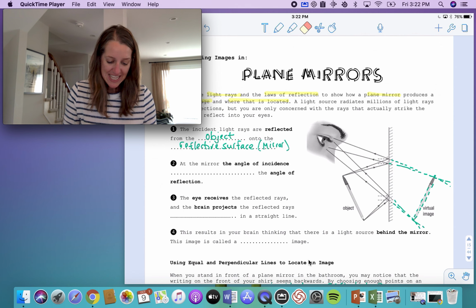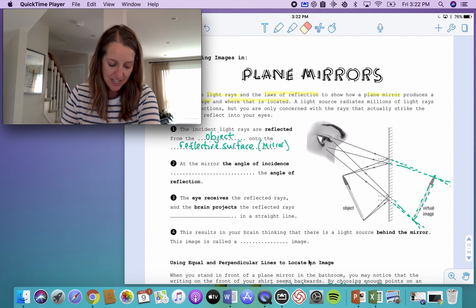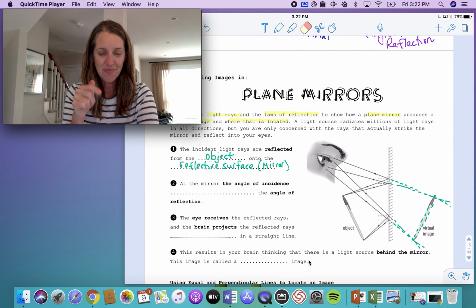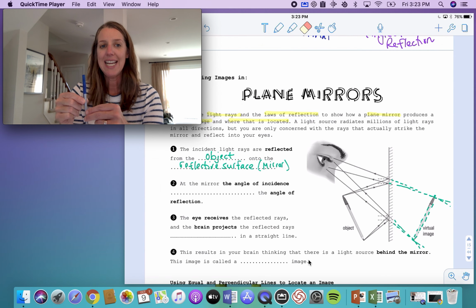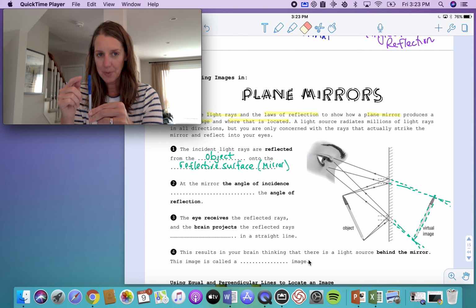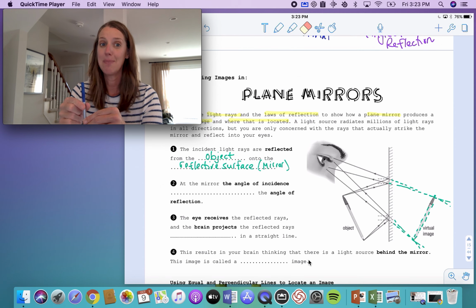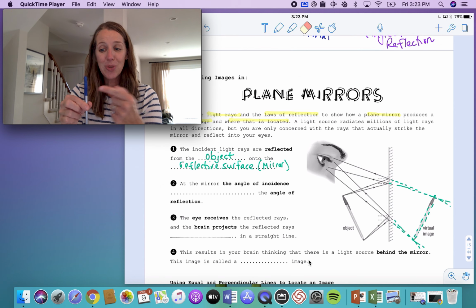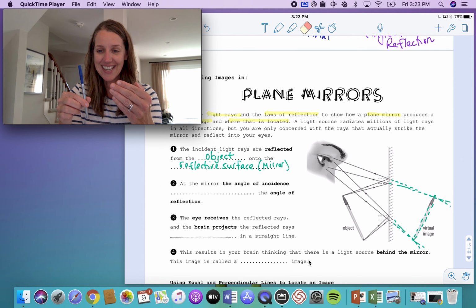All right, so number one, the incident light rays are reflected from an object onto the reflected surface. So you have to remember that when your eye is looking at this object right here, so if I've got a pen, for example, in front of the mirror, it's the light that's traveling off of this object into my eye at a particular angle because I can see this pen, right? How can I see it? I only see this pen because there is light in the room, right? Turn the lights off, completely dark. I can't see the pen because I don't have any light.